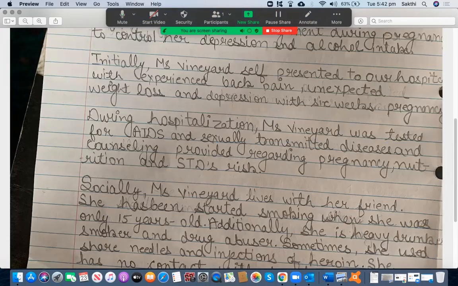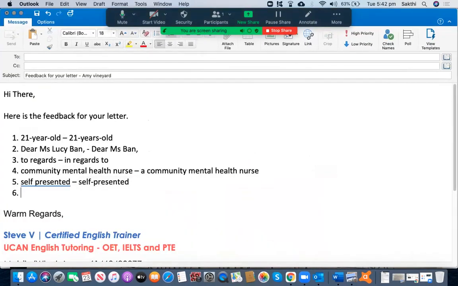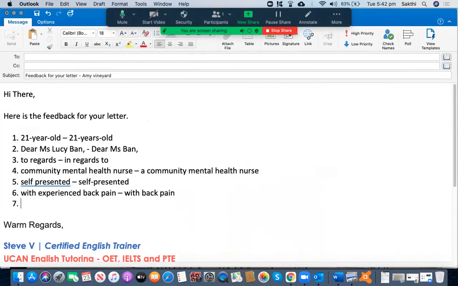Initially Miss Vineyard self-presented to our hospital with the experienced back pain. No, it's not with the experienced back pain. You have to say just back pain. That's it. So don't say with the experienced back pain. That's wrong. With back pain. That's what you have to do.